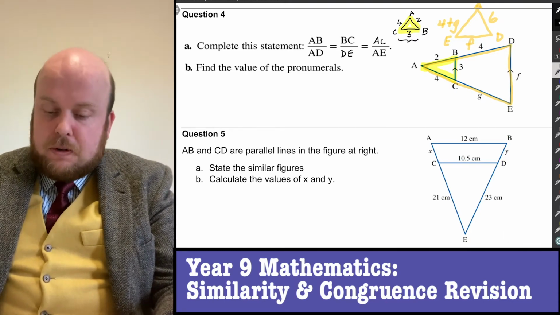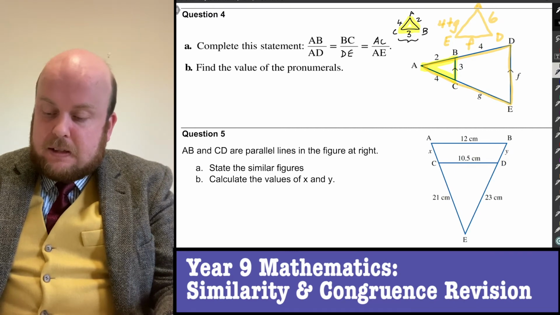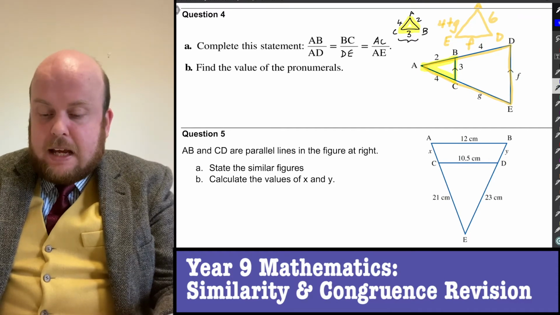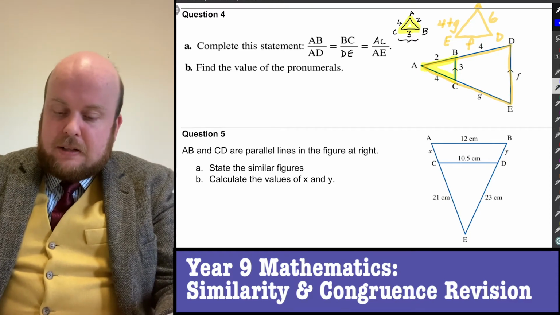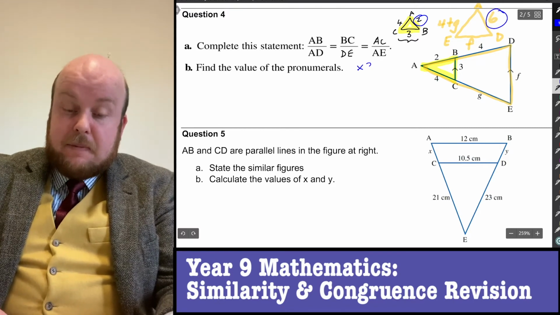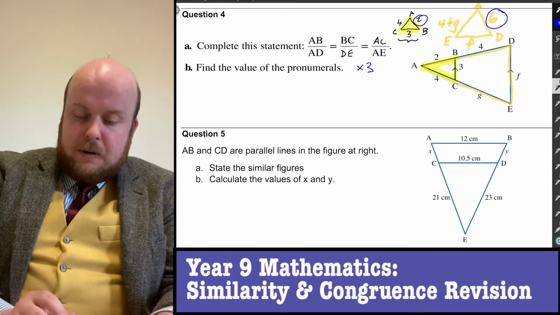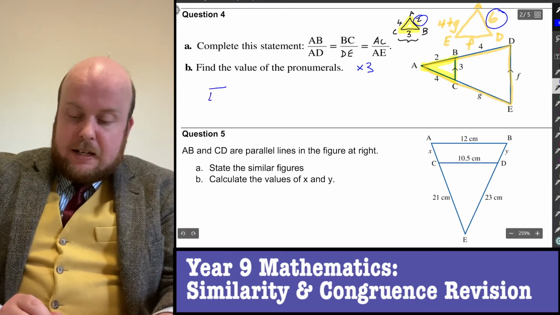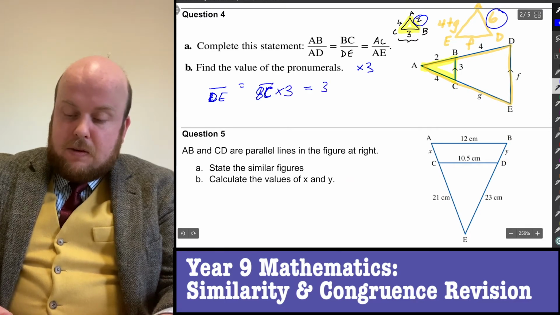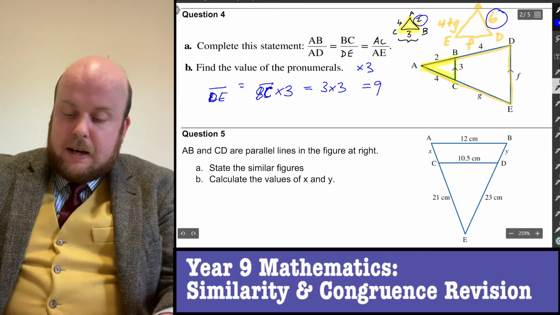Find the value of the pronumerals. So the missing sides are going to be of the bigger triangle. We can see here it has been enlarged. Side A to B goes from 2 to 6, so we're timesing by 3. Therefore, the side DE, I'll put here, I was about to write ED there, is going to be the side BC times 3, which is 3 times 3, which is equal to 9.